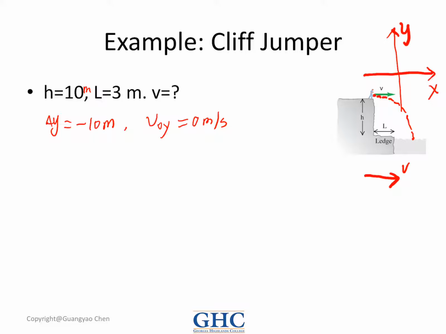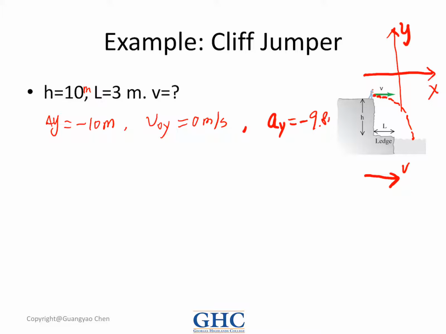As we said, it requires three quantities in the y direction to solve for any unknown quantity. So what's the other quantity that we know in the y direction? Think about that. Because this is a projectile motion, its acceleration in the y direction is always g.